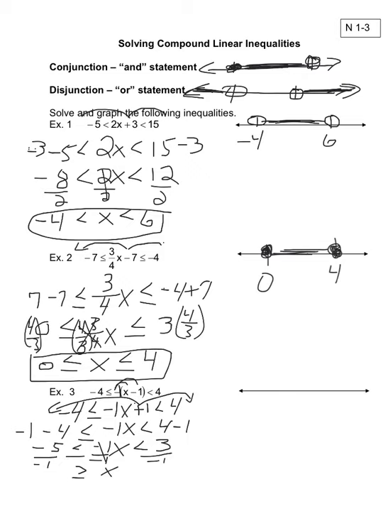What is -5 divided by -1? A +5. On the other side, it is no longer less than. It now turns to a greater than. What is 3 divided by -1? -3. Box it, circle it, whatever. Highlight it.